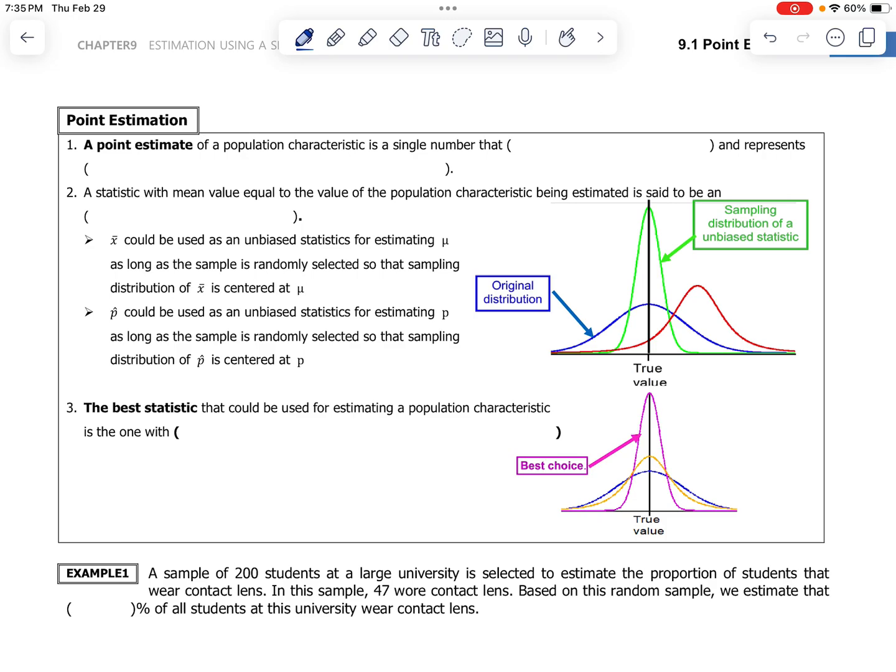What's a point estimate? A point estimate of a population characteristic, and by characteristic we mean maybe proportion or mean, is a single number that is based on sample data. And it represents a plausible value of the characteristic.